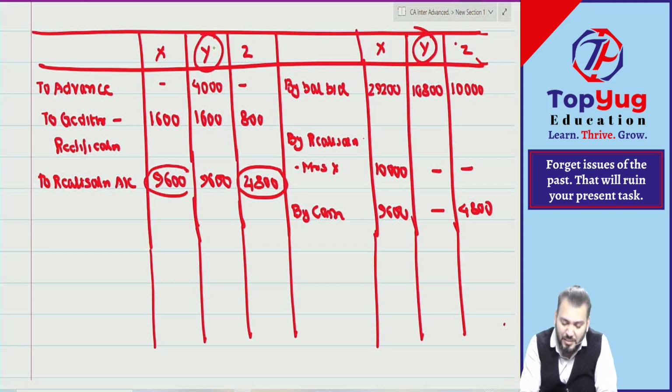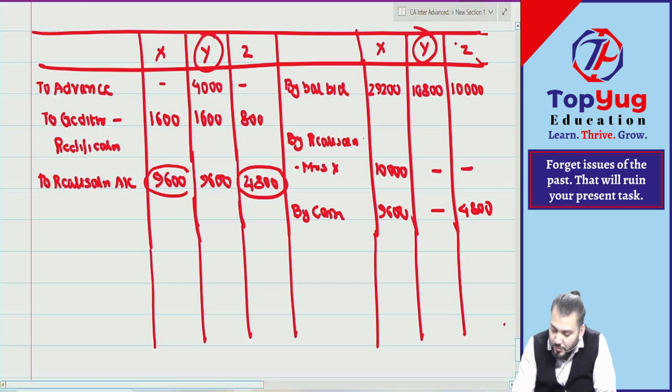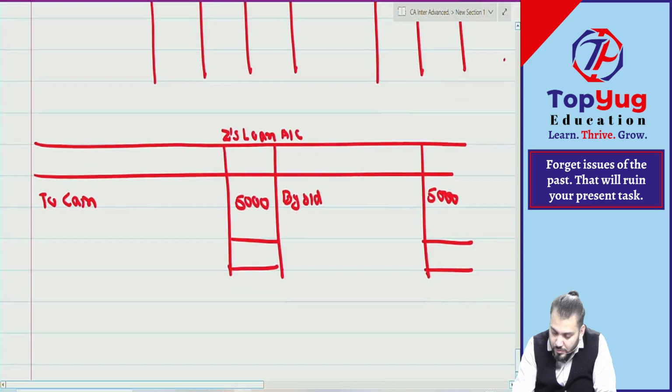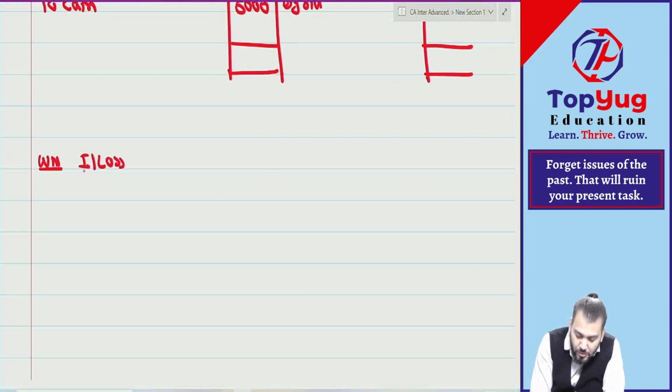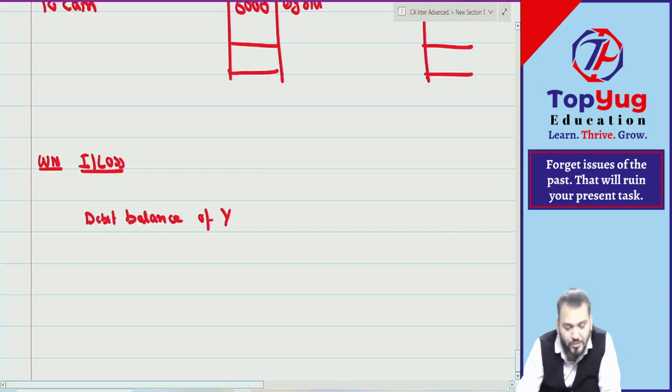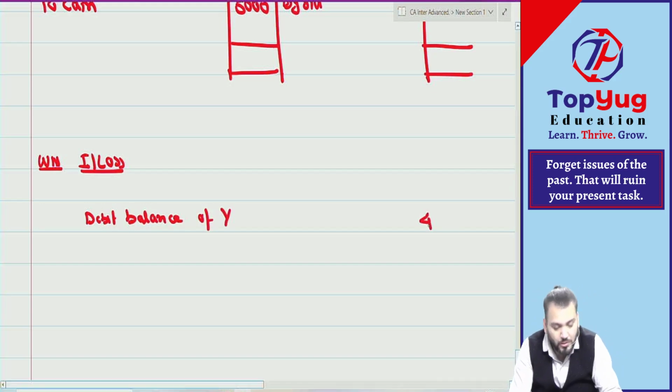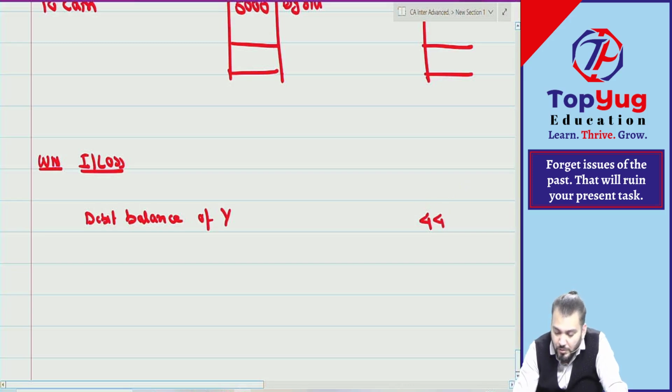Why? So can you give me the debit balance? That working note number, whatever. Insolvency loss. So can you give me the debit balance of which partner? Of Y. How much? 4,400. Correct. Now the question is, in which ratio will it be allocated?